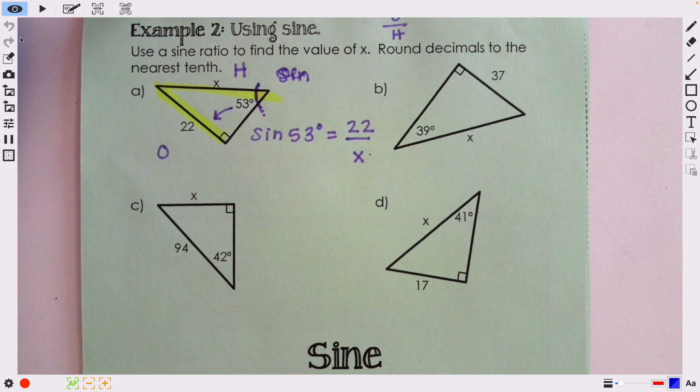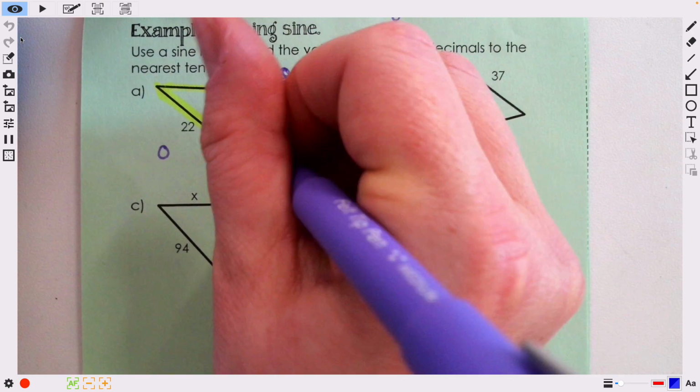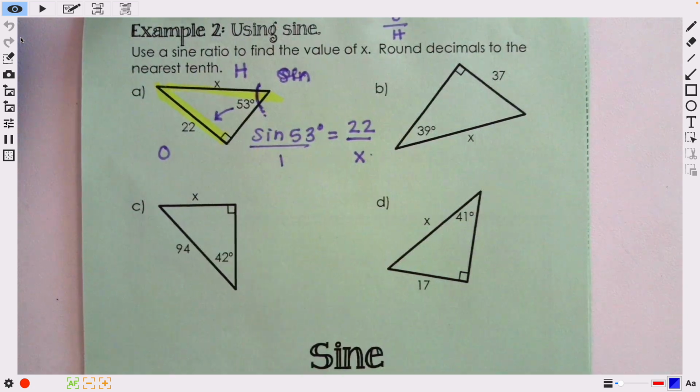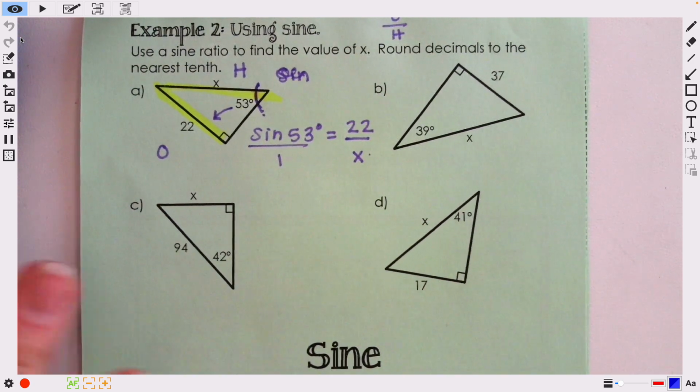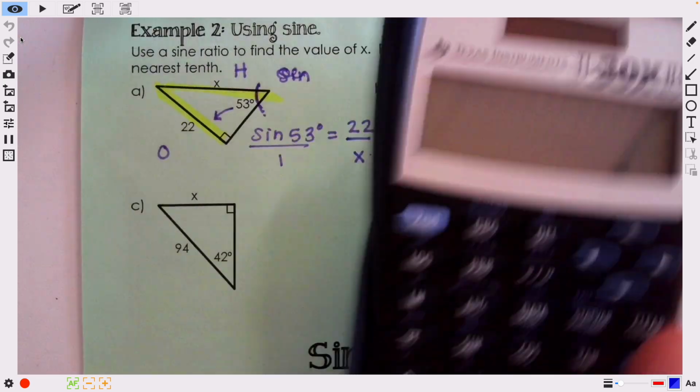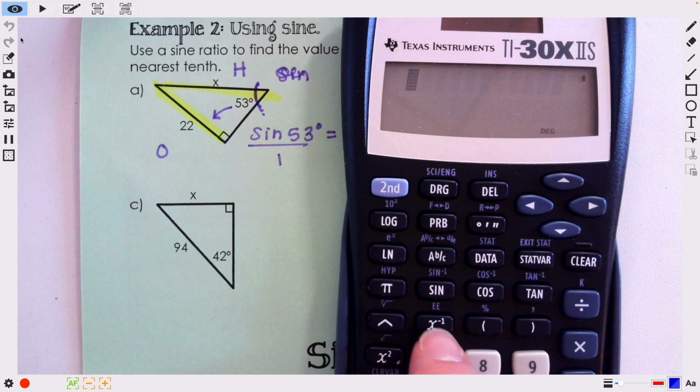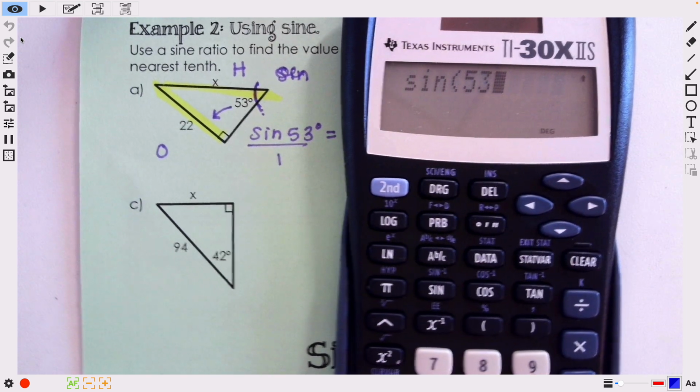Here's how we're going to solve this. I'm going to start by putting this over 1. And I'm going to type in the sine of 53. So we type in sine, that's that little sin button, 53.